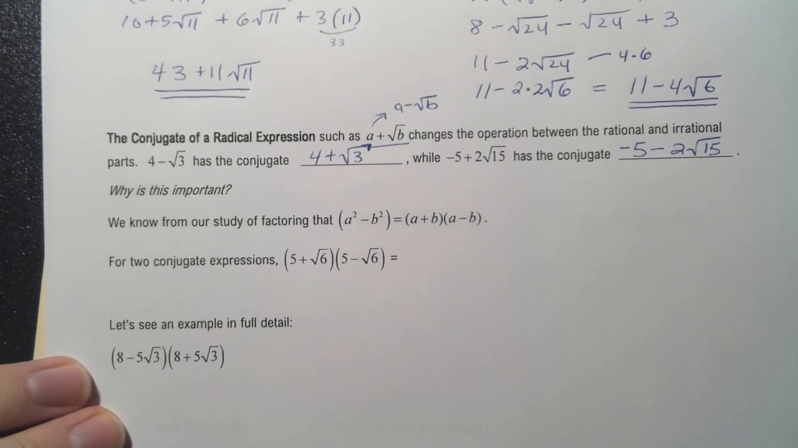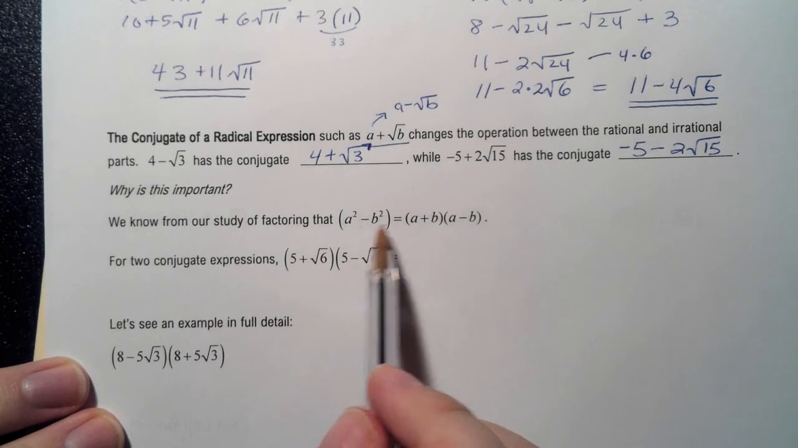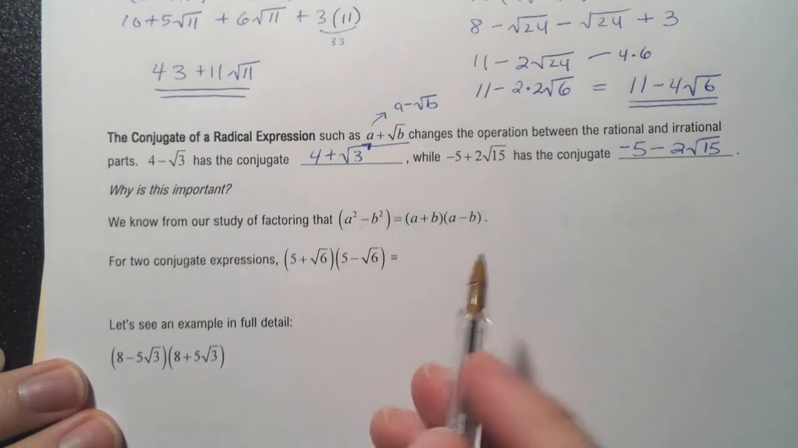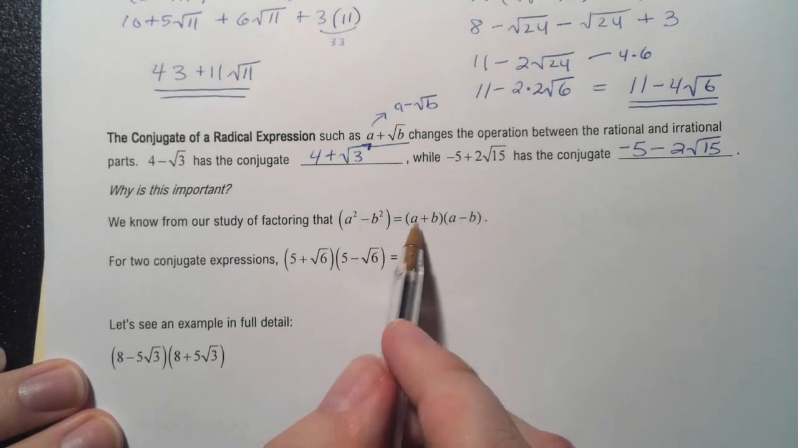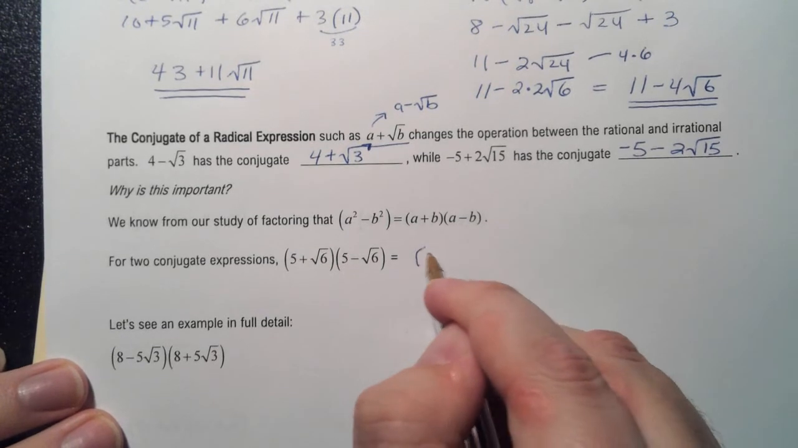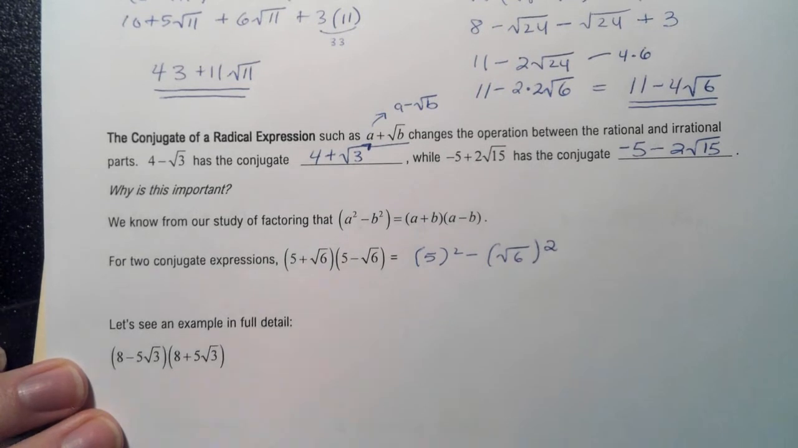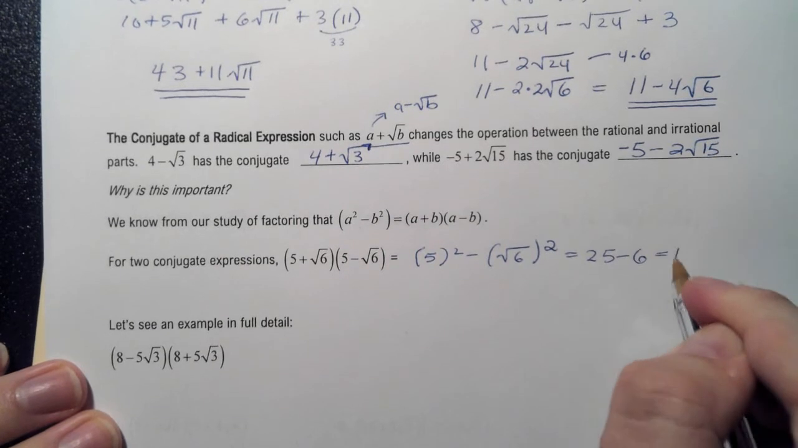We know from our study of factoring that a squared minus b squared, this is a difference of squares, is equal to a plus b times a minus b. If I apply that thinking to the product of two conjugates, then what I should get here is 5 squared minus the square root of 6 squared. If you can catch on to this and latch on and use it, this does save you some trouble, at least when this comes up. What do we get then? We now have 25 minus 6, or 19.